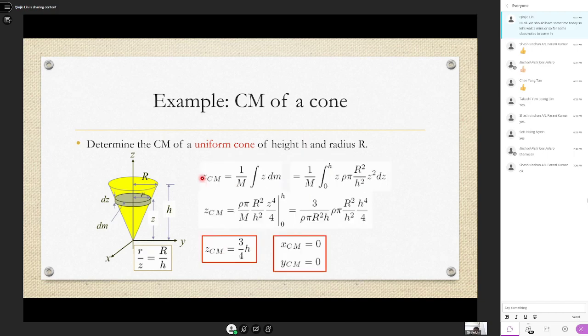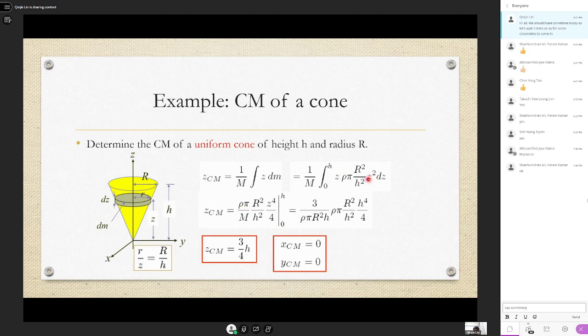Now we are ready to apply the general formula for center of mass. This is how we do it. You substitute whatever you have found before. dm we already know. Actually, M is also known, but this step they haven't put in. So they put it in here first, and then they perform the integration. It's a simple integration.